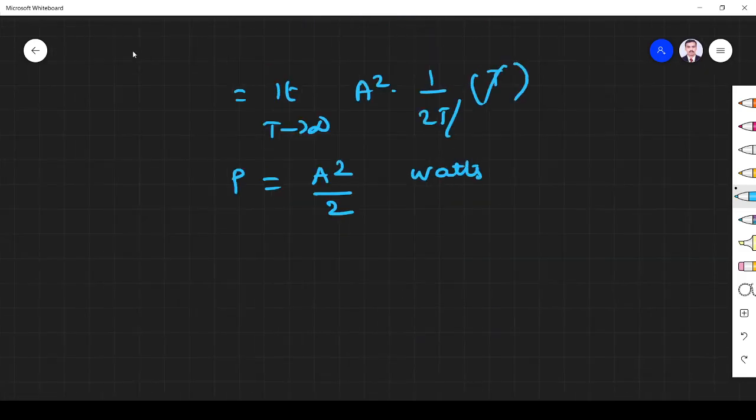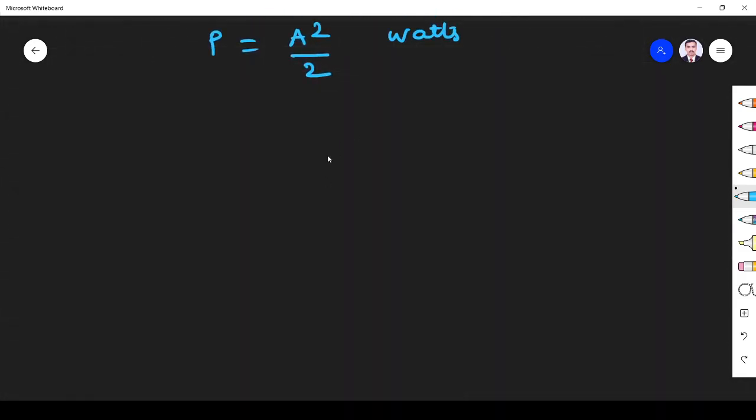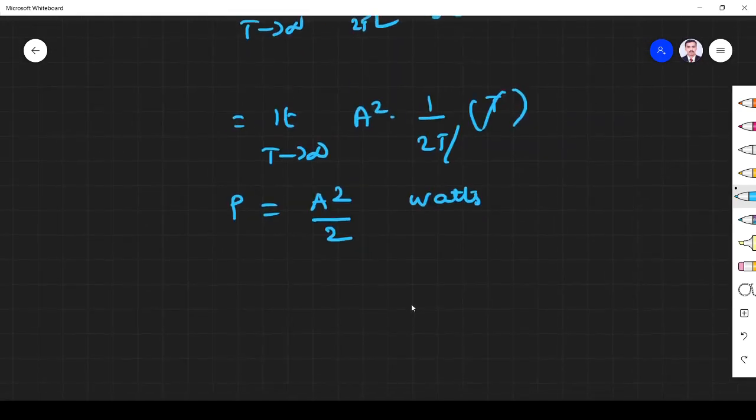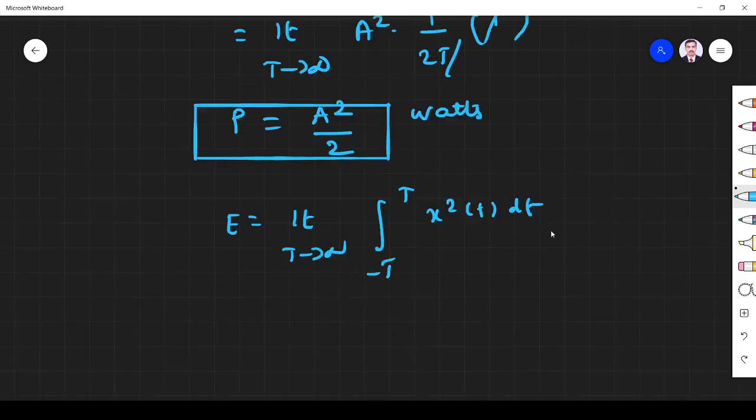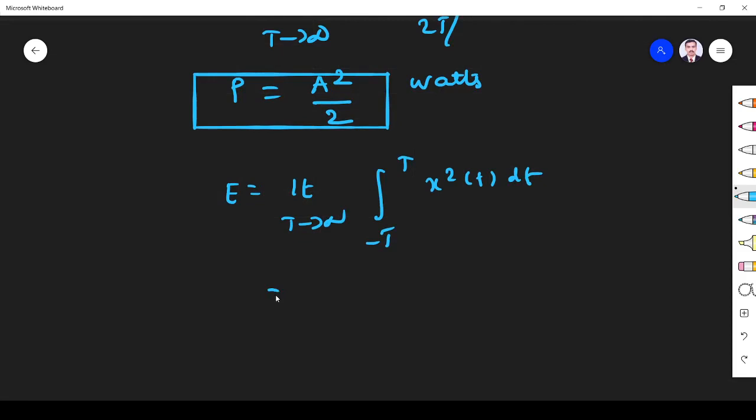Since power is finite, energy must be infinite only. Yes or no? That is well known. Anyway, we prove it. Energy E is given by limit t tends to infinity, integral from minus t to plus t of x squared of t dt.